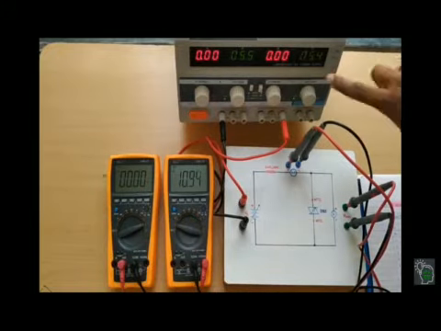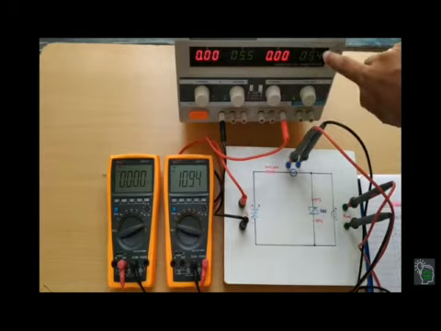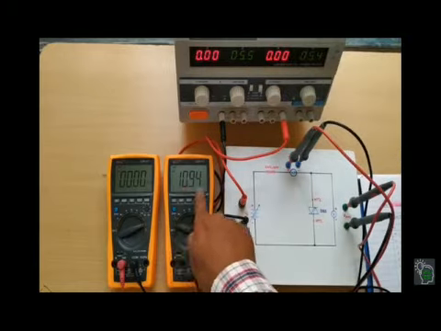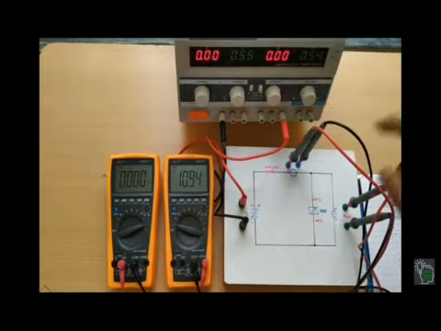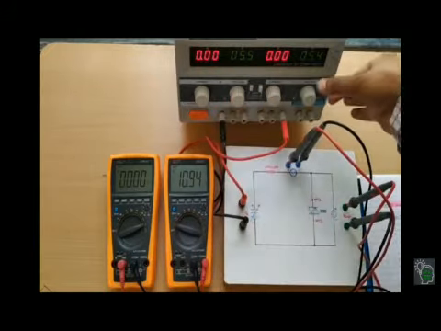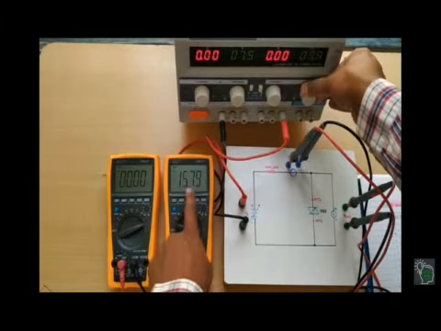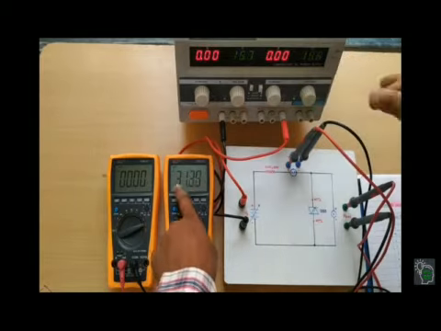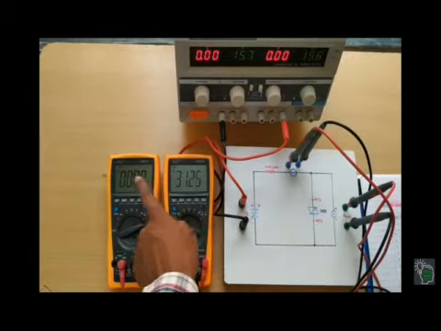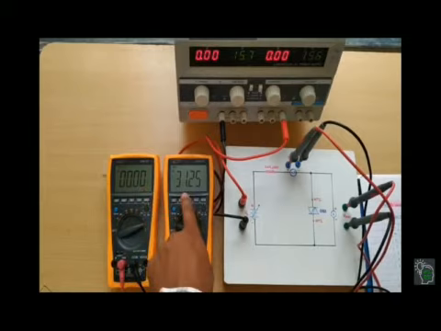Now we are increasing the voltage again. Addition of 5.5 plus 5.5 is 11, showing here on the multimeter. Now we are increasing the voltage again. Here 14, 15, 20, 31.2. At this point also the current is 0.